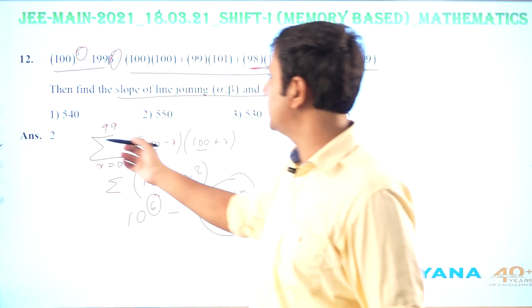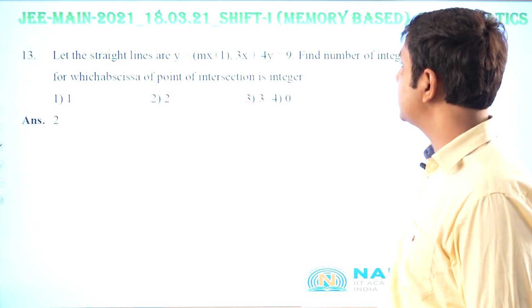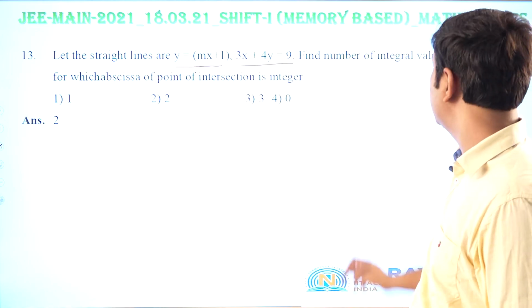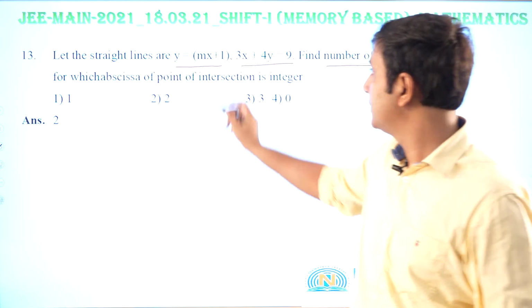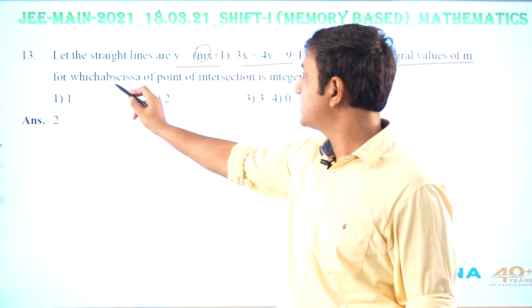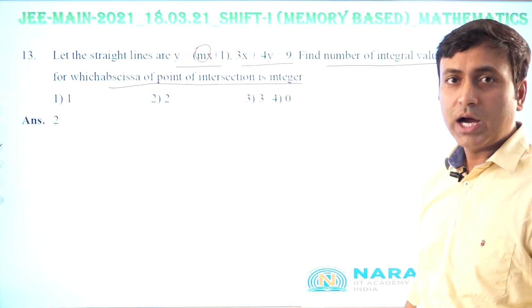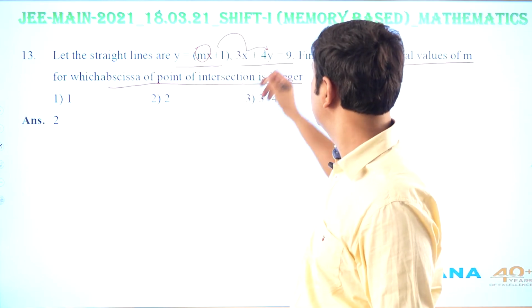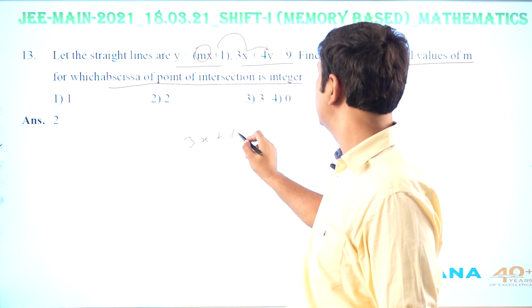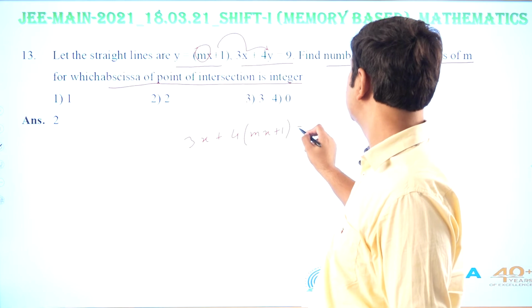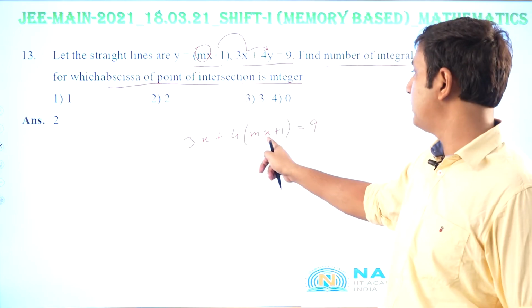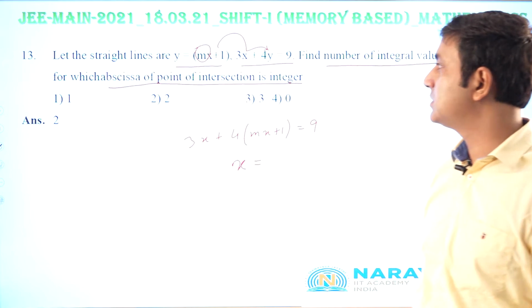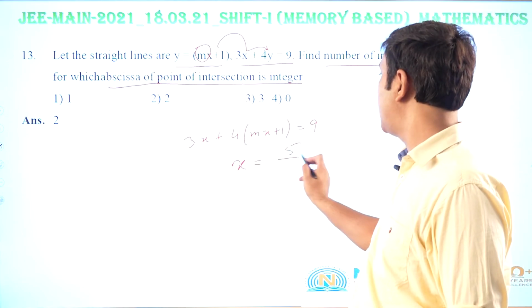Here there can be some error in options. We have straight lines y is equal to mx plus 1, 3x plus y is equal to 9, and we have to find the number of integral values of m, the slope here, for which the abscissa of the point of intersection is an integer. How to find the abscissa of the point of intersection? We solve these two lines, we put mx plus 1 here, that will become 3x plus mx plus 1 is equal to 9. After it will be 4, this will become mx, and x, the abscissa, will come out to be 5 upon 3 plus 4m.